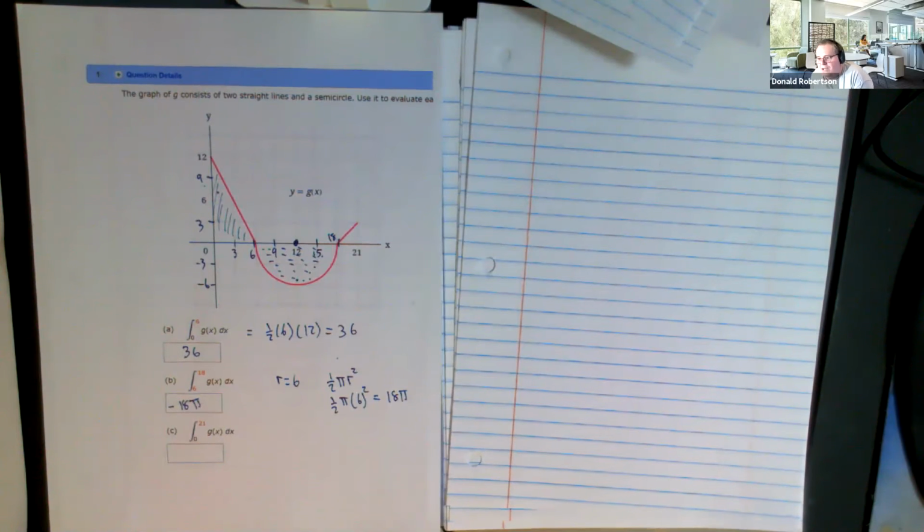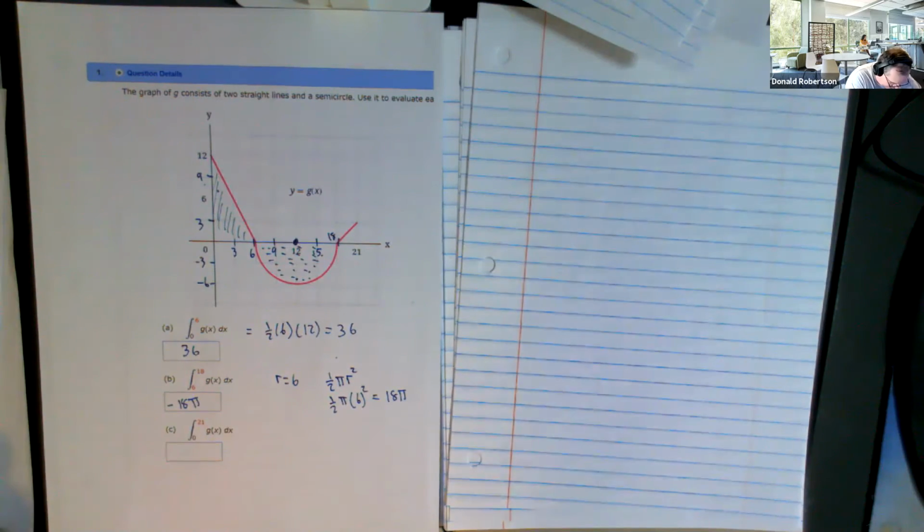Because it's a net area that's below the x-axis, right? So it's negative 18 pi. Right, easy thing, almost missed it myself. Now, the last one is actually asking you to start at the beginning and finish at the end.